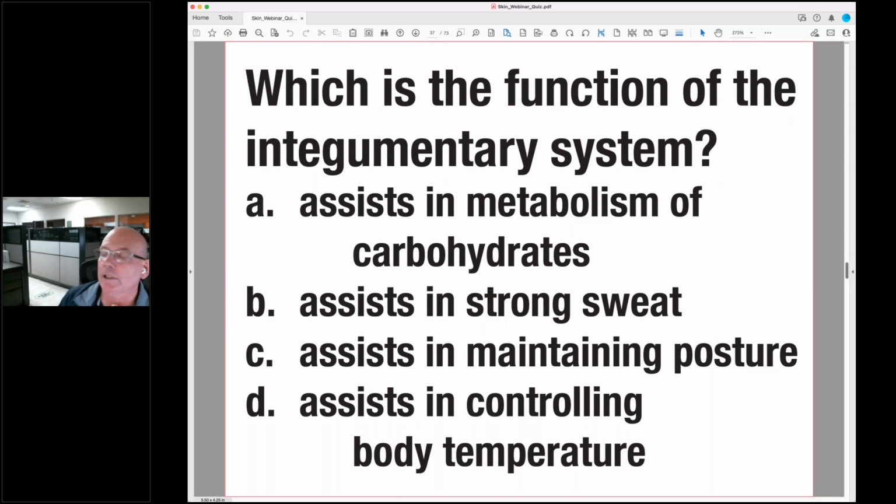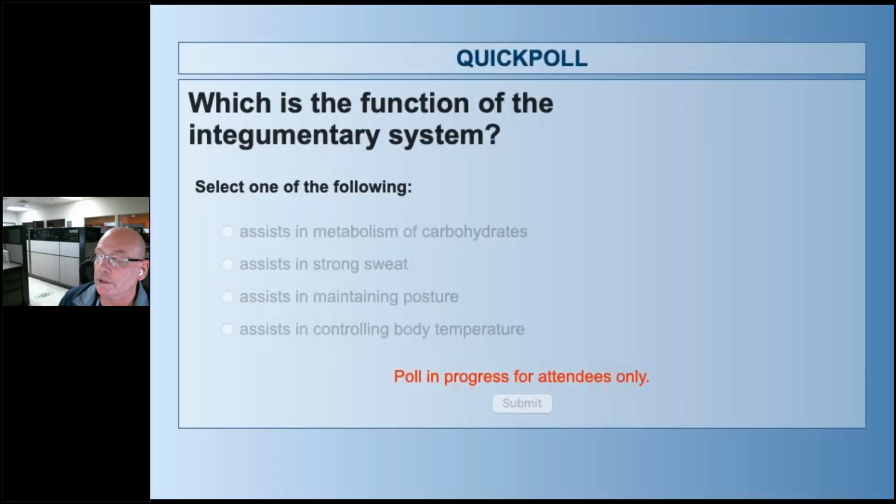What is the function of the integumentary system? I'll launch the poll. Is it to assist in metabolism of carbohydrates, assist in storing sweat, assist in maintaining posture, or assist in controlling body temperature? I'm not saying that this is the only function of the integumentary system, but it's the best answer of the choices you have.